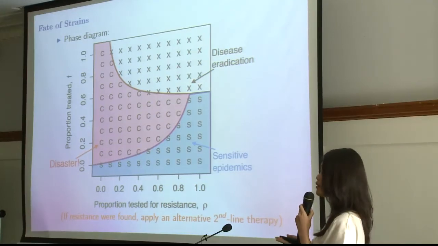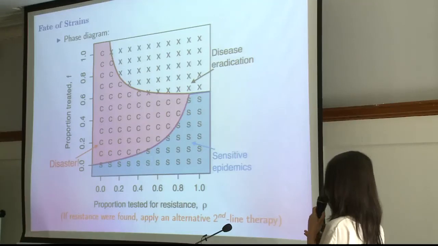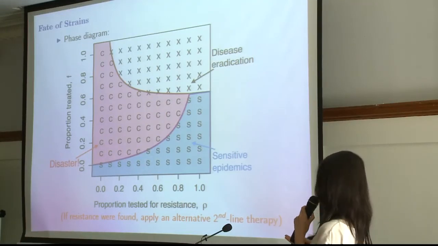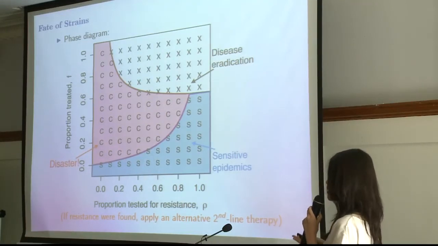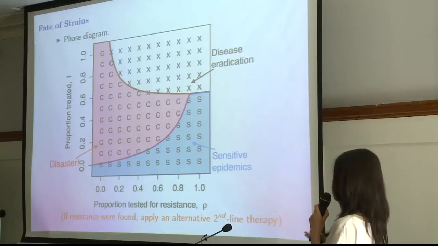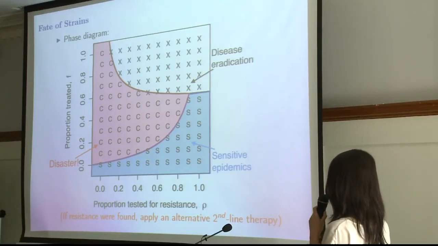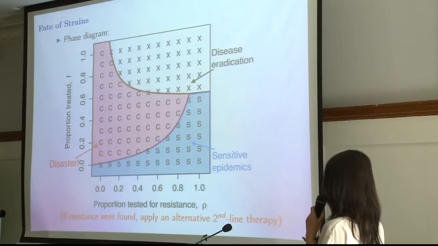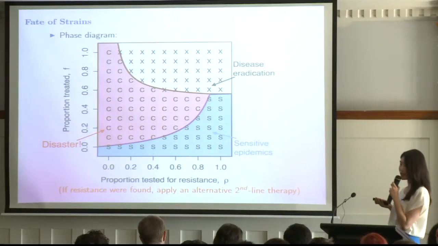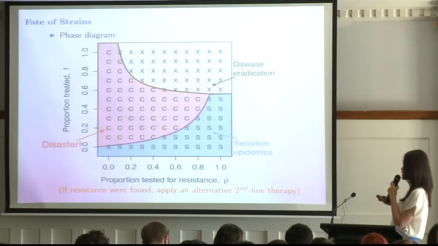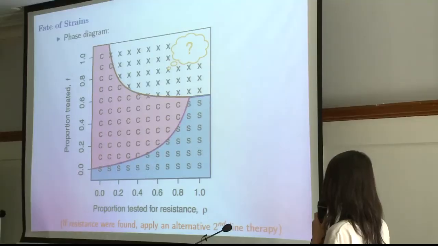And to briefly conclude, susceptibility testing and an alternative second-line therapy would largely affect the evolution of drug resistance at the population level. And from this model, we can get this good qualitative understanding in the control of antibiotic resistance, particularly through the interaction between treatment and testing proportions.